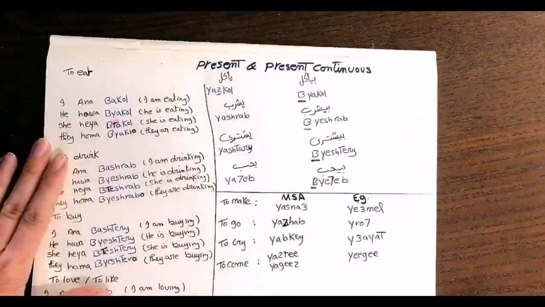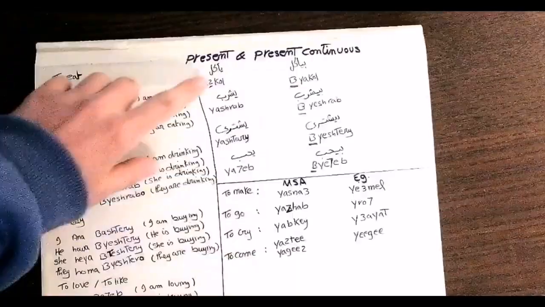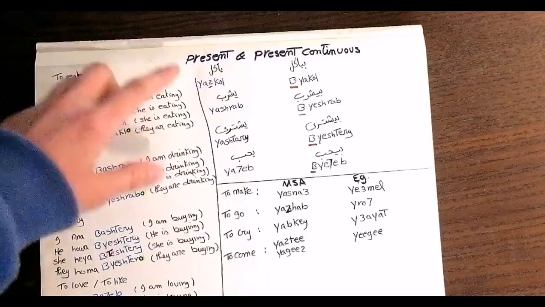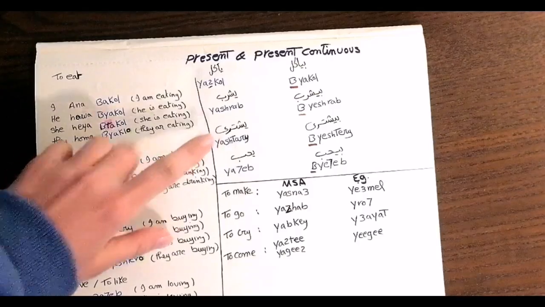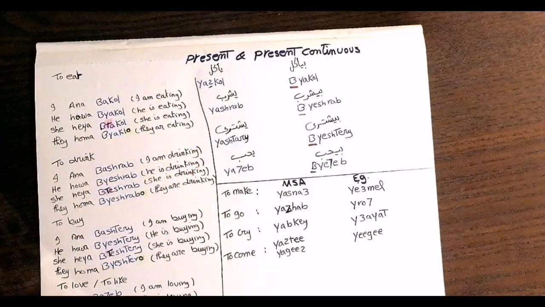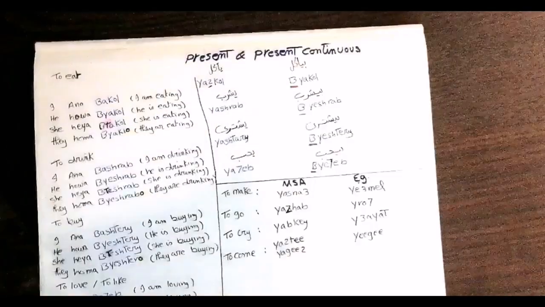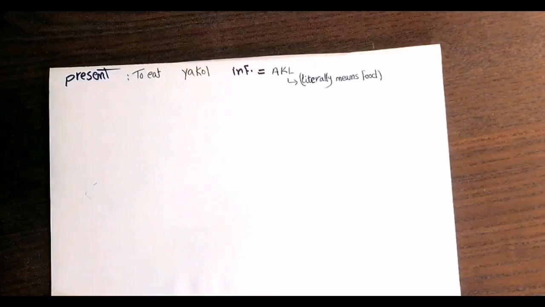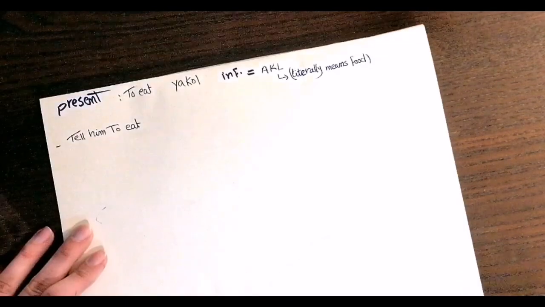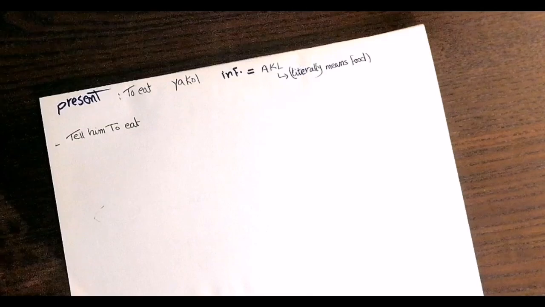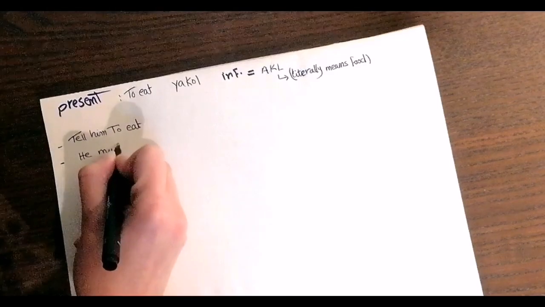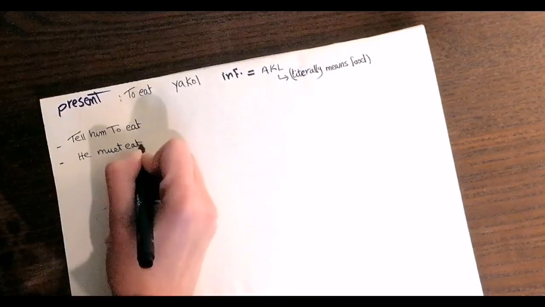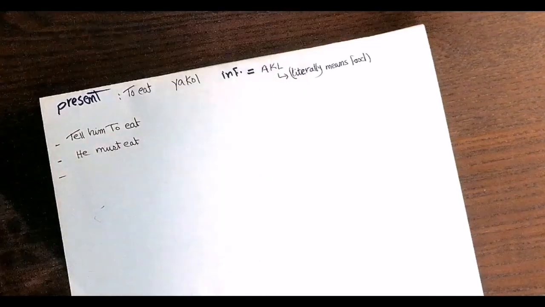Let's go back to the verbs in present and present continuous. In Egyptian Arabic, we rarely use this form as present tense. We use it in specific situations that I'm going to talk about right now. So, for instance, if you're saying tell him to eat, or if you're saying he must eat, or if you're saying so that he can eat.